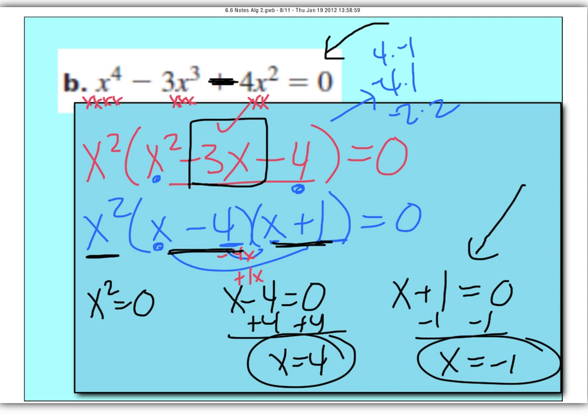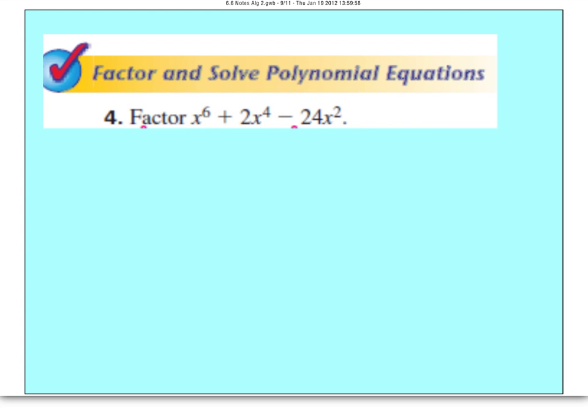Over here, be careful to get rid of a square. You can take the square root of both sides. Here, x would be equal to 0. So we have 3 different answers there. I'm going to practice some more factor and solve.